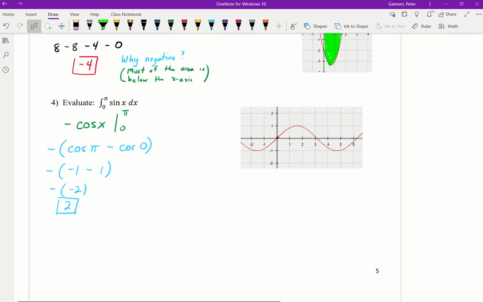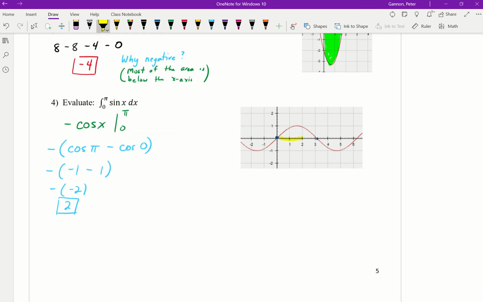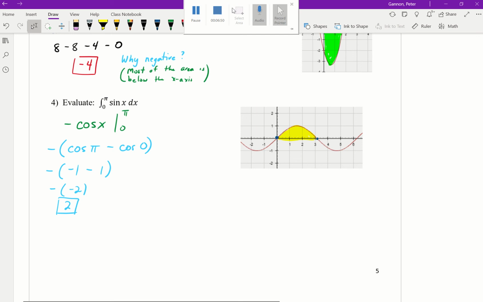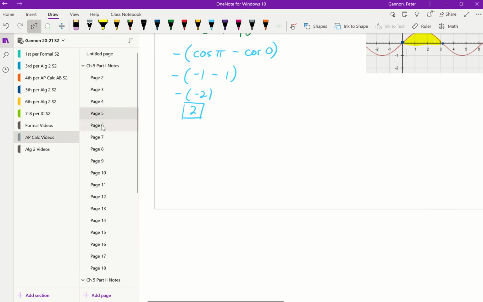And for a graphical representation of what we just did, 0 is here. Pi would be right here where it crosses the x-axis again. And what we just found is the area between the curve and the x-axis between those 2 points. That's what we calculated when we took the integral. Let's go ahead and take a look at the next example.